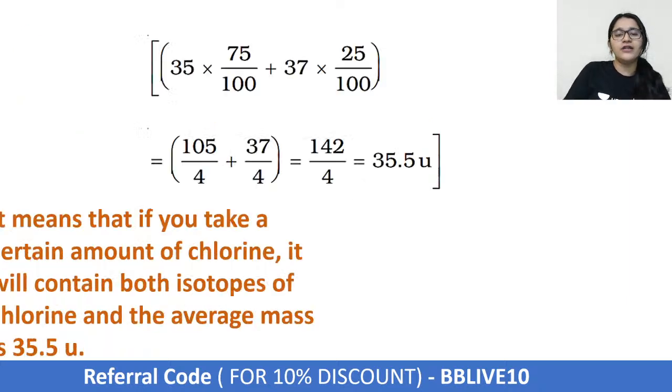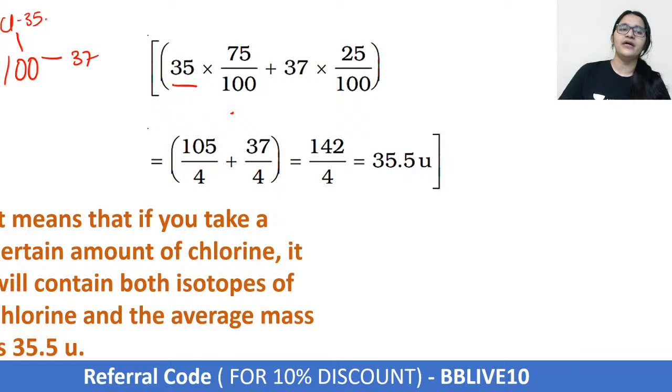Then how did we decide that the atomic mass number is 35.5? We took an average. We took 35 times 75 by 100. Why 75 by 100? Because 100 is the whole thing, out of which 3 parts are chlorine-35 and 1 part is chlorine-37. Chlorine-35 with 3 parts is 25, 25, 25, that is 75, and 1 part is only 25. So 35 times 75 upon 100, plus 37 times 25 by 100.